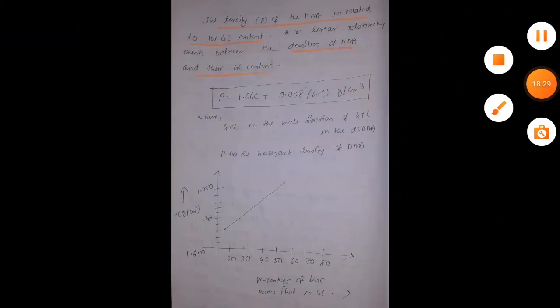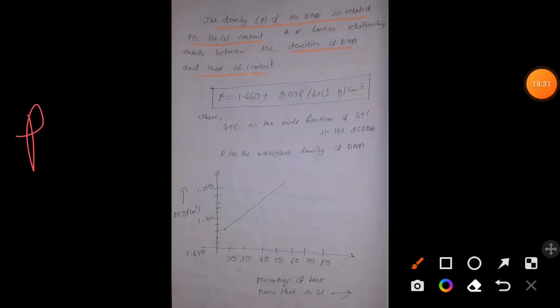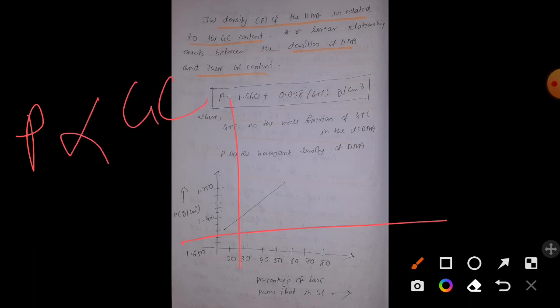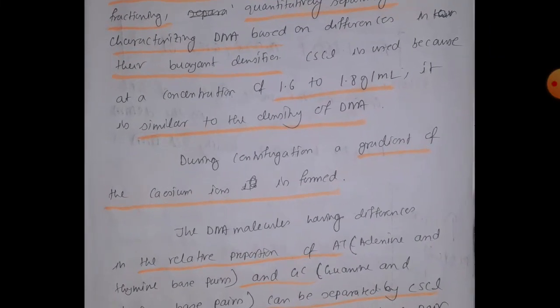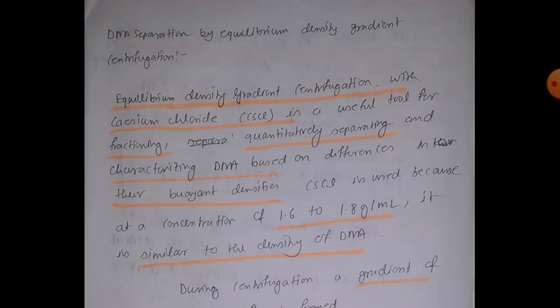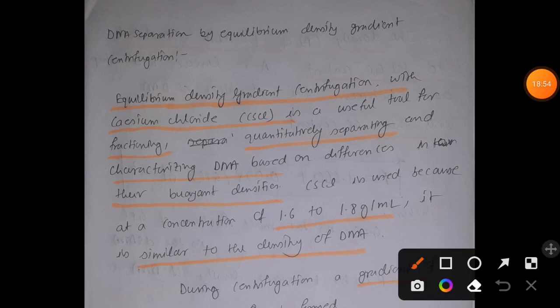And here we have discussed the relationship between the density and the GC content, which is a proportional relationship. That means as the percentage of GC increases, the rho will increase linearly, right? So that is all about the equilibrium density gradient centrifugation for separation of the DNA molecule. Okay, so for a quick recap, we are using equilibrium density gradient centrifugation technique for separation of the DNA on the basis of their buoyant density.